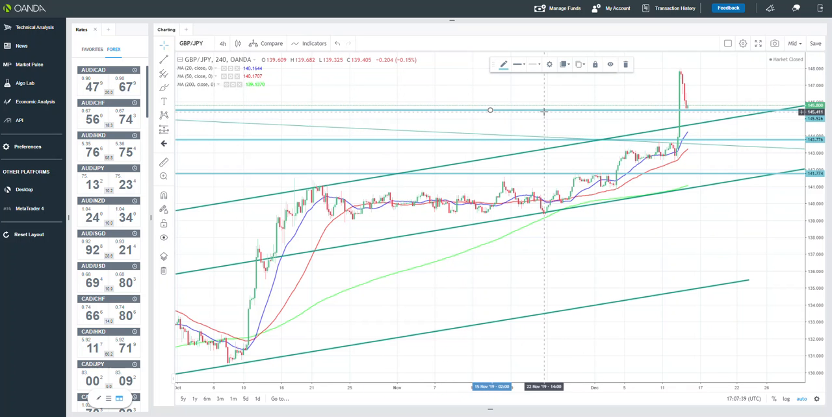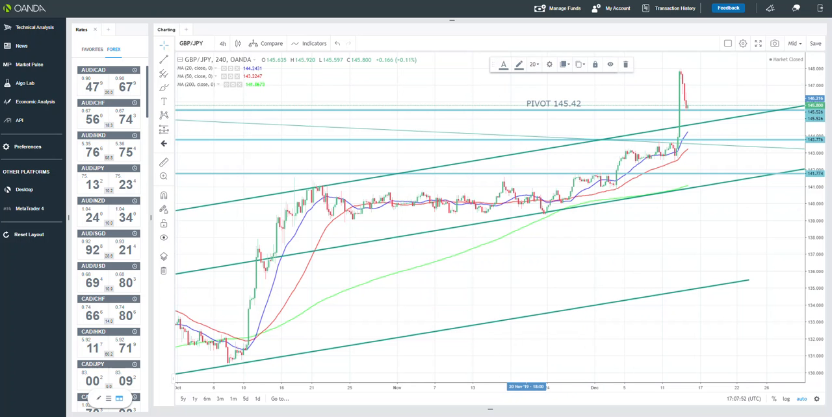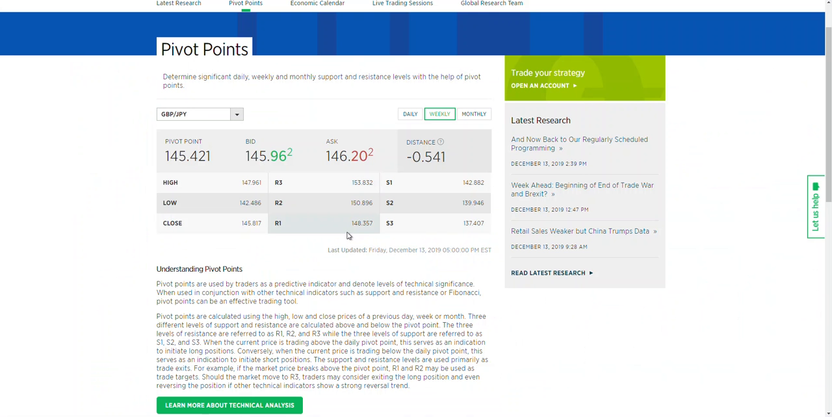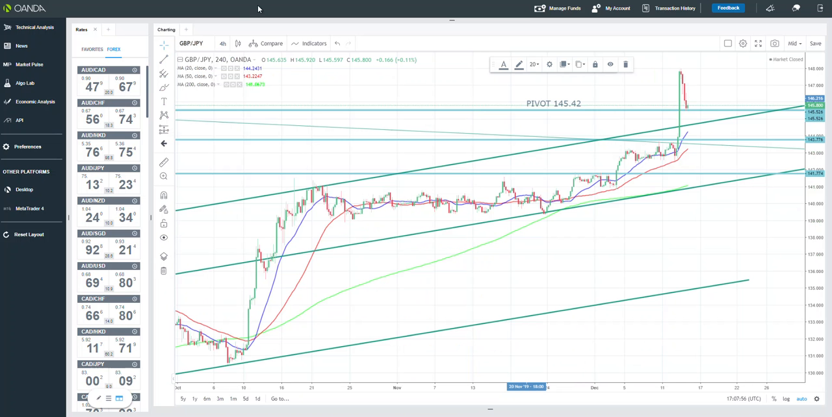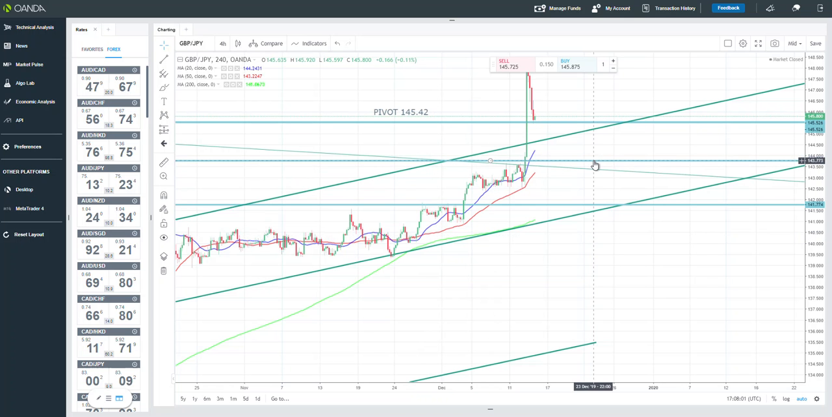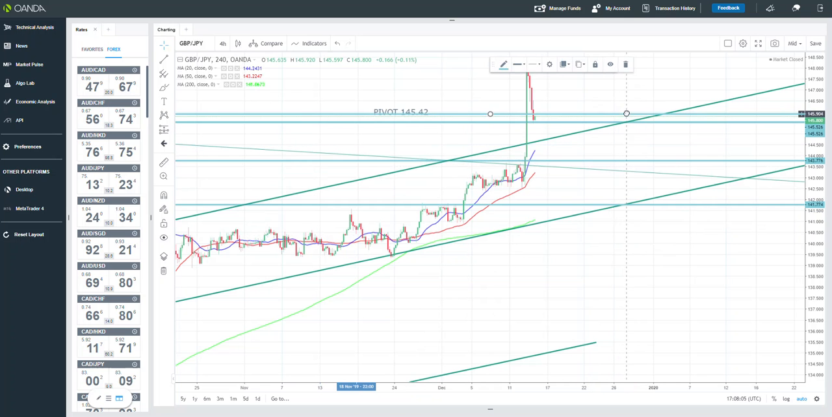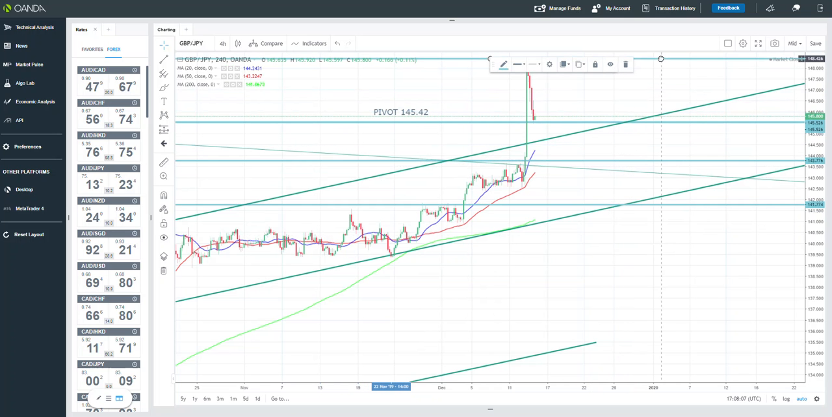Then let's go ahead and label that pivot, 145.42. Okay, so then weekly R1 is 148.35. So let's go ahead and make another line. Clone. We're going to bring that all the way up here. That's our weekly R1.